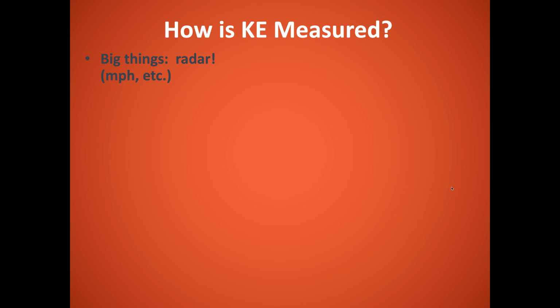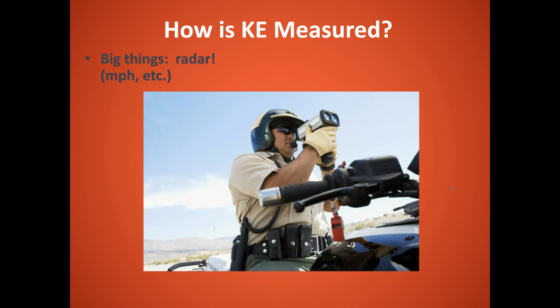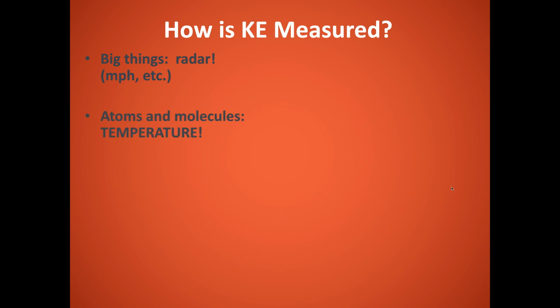Speaking of temperature, this is how we measure kinetic energy. Big things we can measure pretty easily. I mean, radar can be used to measure how fast you're going down the road or how fast a fastball is going from the pitcher to the catcher. But when you're dealing with really tiny things that you can't see, we take their average speed by measuring the temperature. Now, understand that if you've got a glass of water, not all the molecules are moving the same speed. But if you take the average of all their speeds, that would be the temperature, the average kinetic energy of a system.